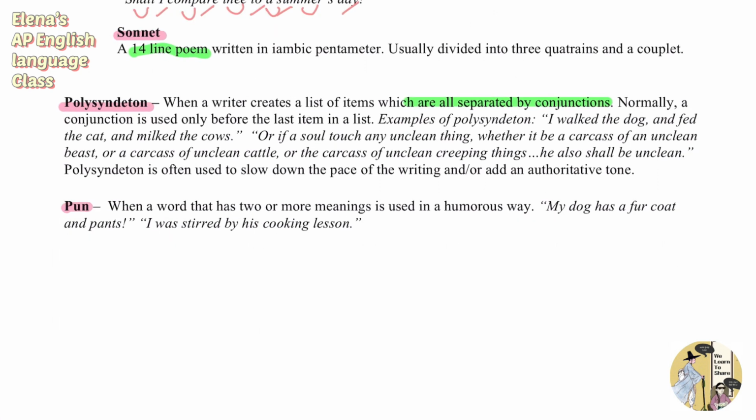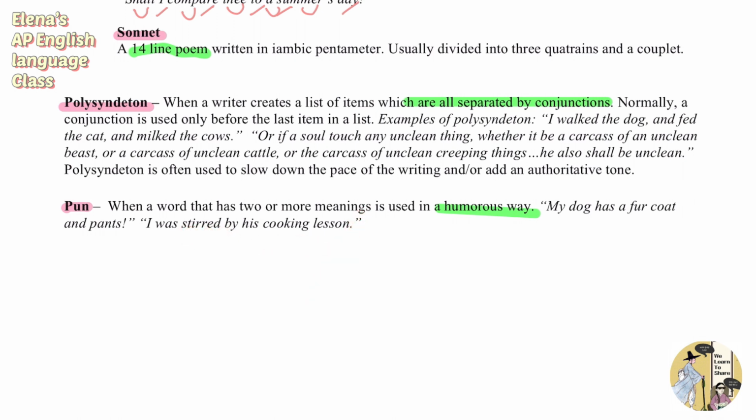A pun is when a word that has 2 or more meanings is used in a humorous way. The important part is that it's used in a humorous way. But puns do not always result in a sarcastic tone, as it could also look like, I was steered by his cooking lesson. Usually in a cooking class, or when you cook something, you stir something, right? So if you say that I was steered by his cooking lesson, that's how you use a pun.